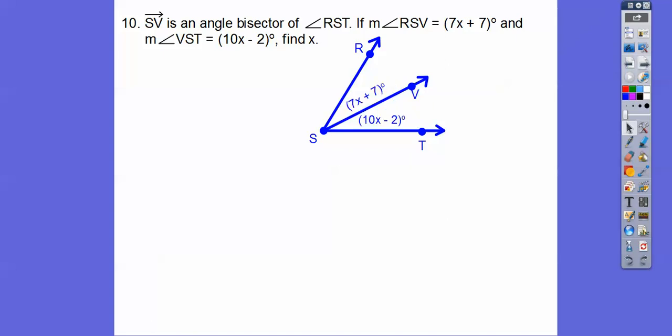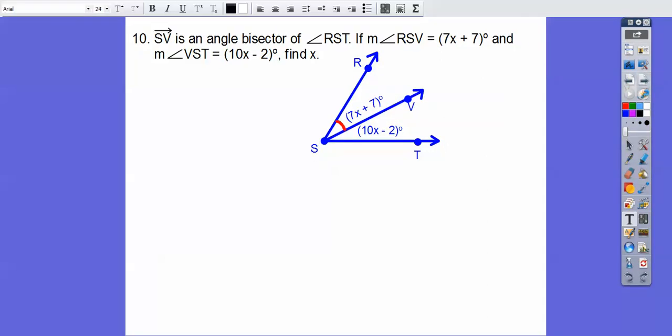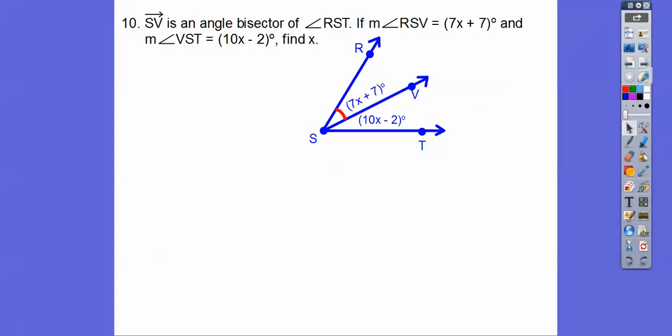Okay, and then so now since it's an angle bisector right there, whoops, I'm sorry, I've got my cursor over here. My new mouse is giving me creepy things here. So anyways, to me it's just frustrating.